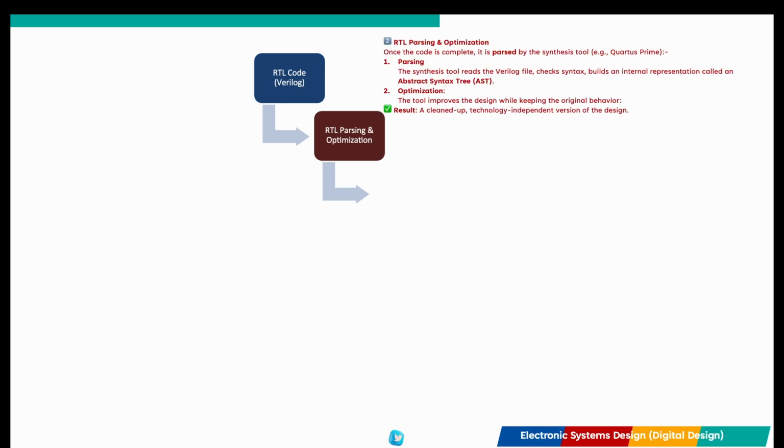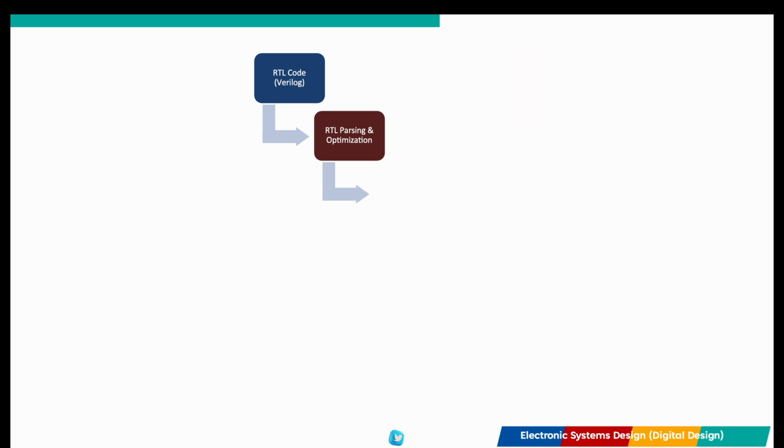Once you have completed your Verilog code, and when you hit compile, the tool performs parsing and optimization. In this stage, it reads your Verilog like a grammar teacher, checking for syntax errors. Once the code is legal, the tool performs optimization. It looks for ways to simplify your logic. For example, if we have added 0 to a number, the tool simply removes that adder to save space.